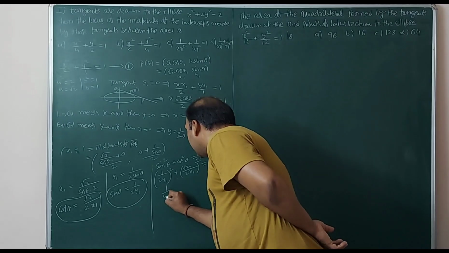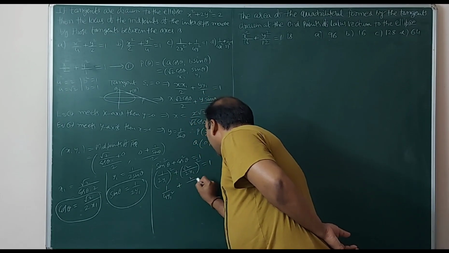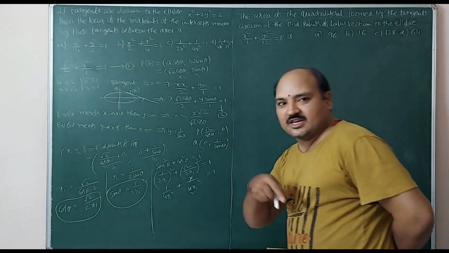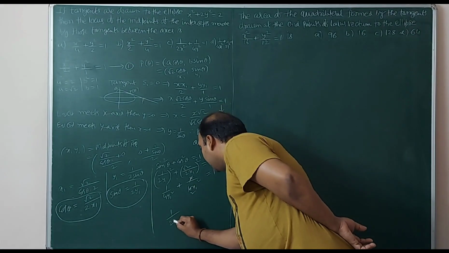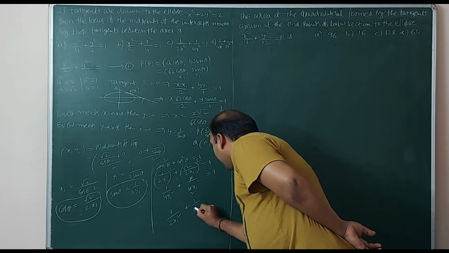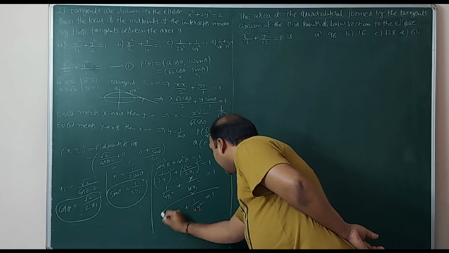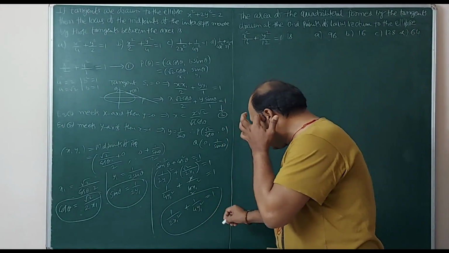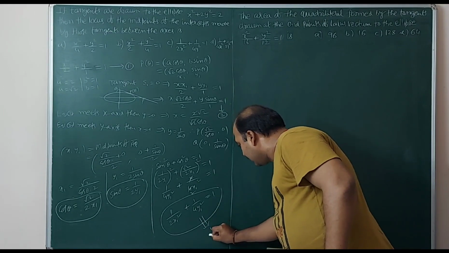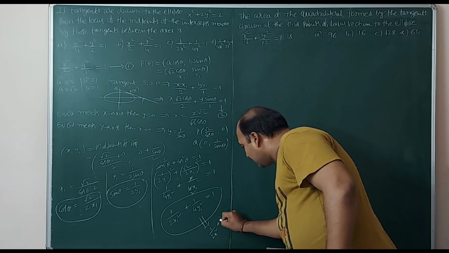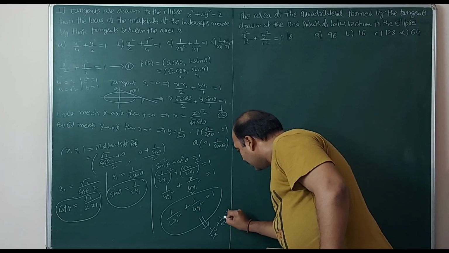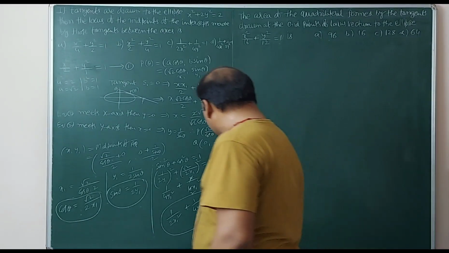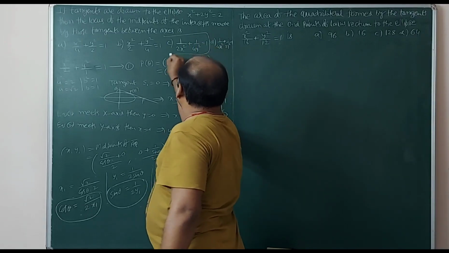So 1 by 4 y1 square plus 2 by 4 x1 square is equal to 1. Simplifying, we get 1 by 2 x1 square plus 1 by 4 y1 square is equal to 1. This is the required locus. So for the locus, remove x1, y1 and write it as x, y. This equation becomes 1 by 2 x square plus 1 by 4 y square is equal to 1. So this answer is there in the third option.